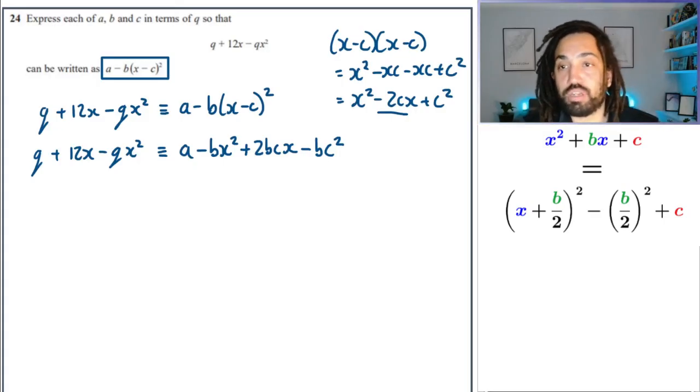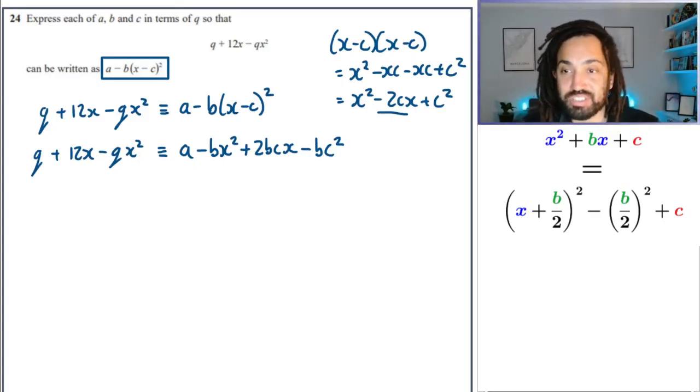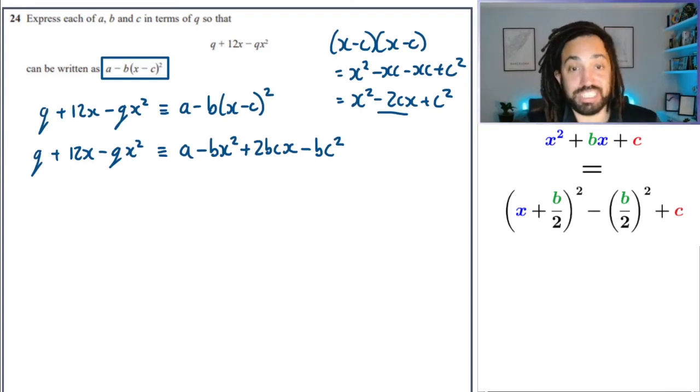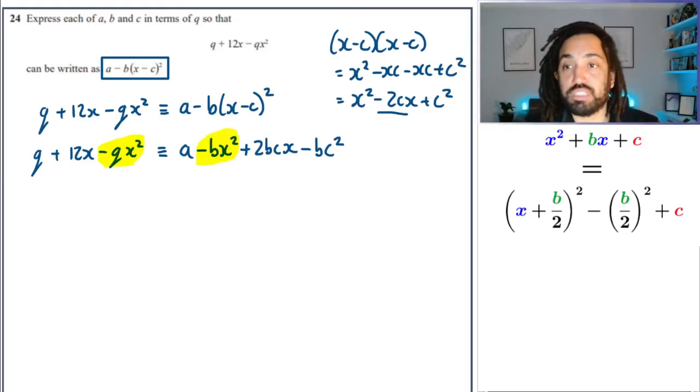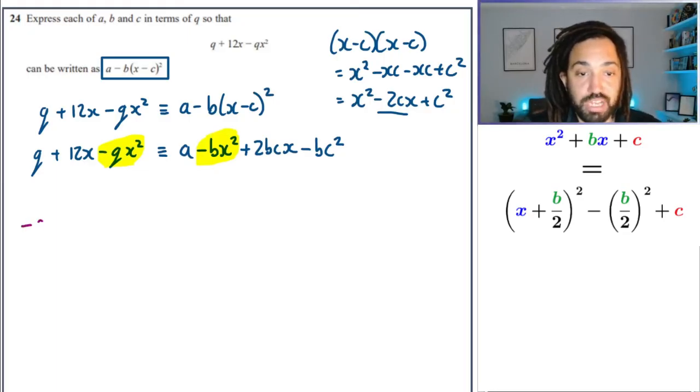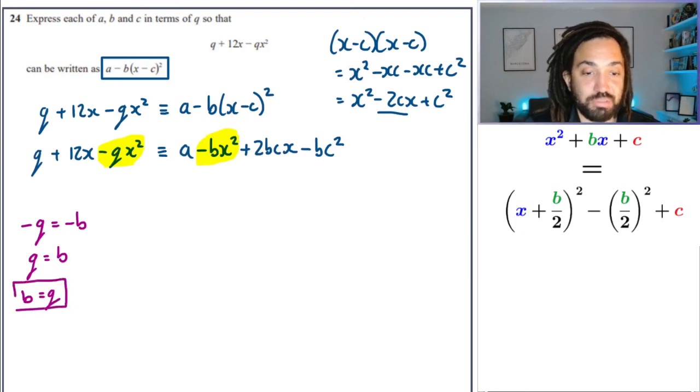So you might be asking, what on earth are you doing? Well, this is the equating coefficients part. Because we want these two things to be identical, the number of x squareds on both sides must be the same. So that tells me right away that minus q must equal minus b. So q is equal to b, or the other way around, b is equal to q. That tells us what the b term is.